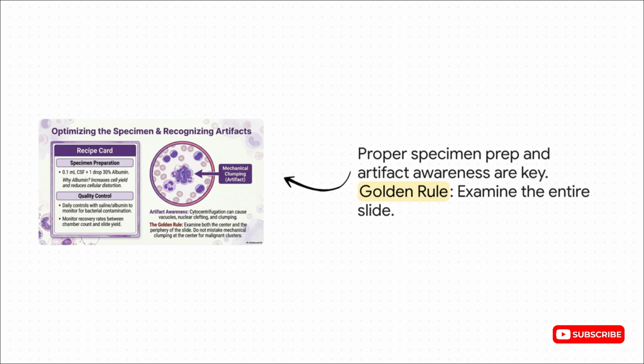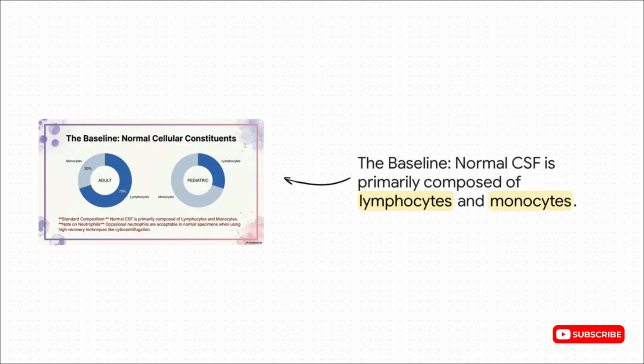And this brings us to the golden rule. You have to examine the entire slide. Look at the center, look at the edges, because you need to be able to tell the difference between a real finding and a simple artifact. Right. So before we can start hunting for abnormal cells, we have to know what normal looks like. This is our baseline. In a healthy adult, the CSF is made up almost entirely of lymphocytes and monocytes, in about a 70-30 ratio. And for pediatric patients, it's pretty similar, still mostly those two cell types.